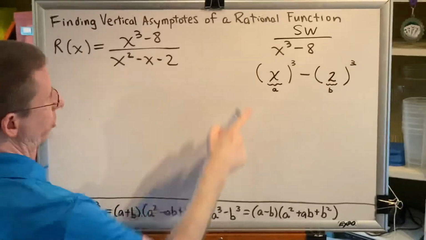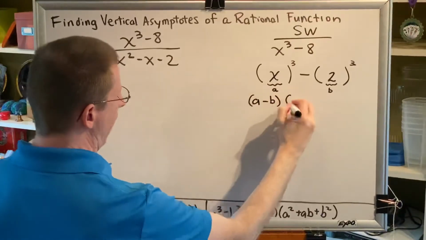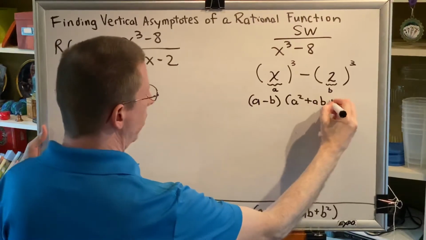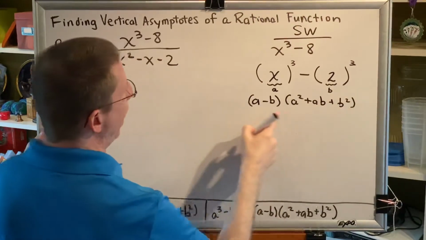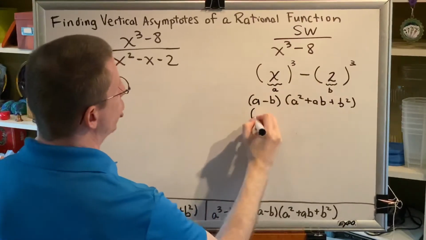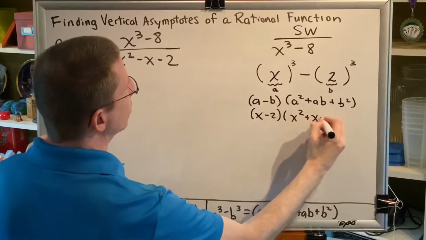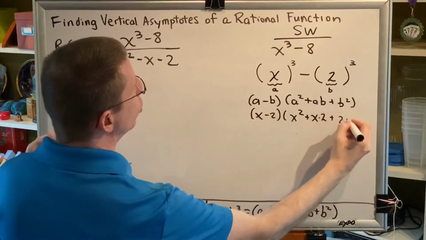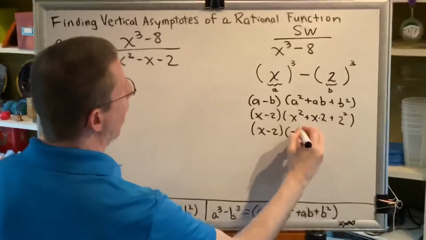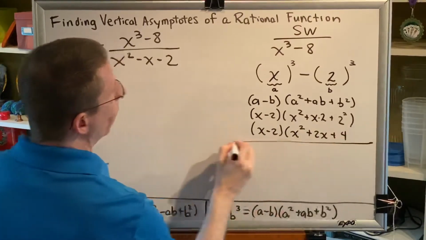So when we factor x cubed minus 8, we're going to use the right-hand side of our difference of cubes factoring formula, and then we will plug into that formula. Everywhere we see an a, we'll put x, and everywhere we see a b, we'll put 2. So we get x minus 2, x squared plus x times 2 plus 2 squared. And that simplifies to x minus 2, x squared plus 2x plus 4. All right, there we go.